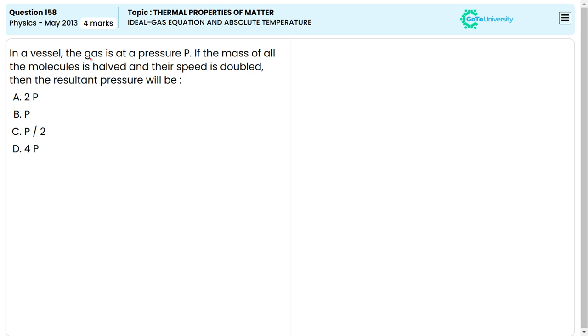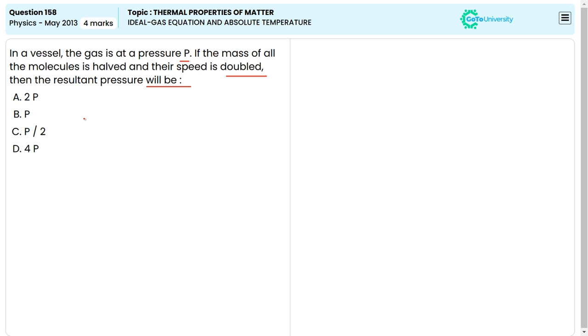In a vessel, the gas is at a pressure P. If the mass of all the molecules is half and their speed is double, then what will the resultant pressure be? Okay, one vessel is there. In that vessel, the gas is at a pressure P. The mass of all the molecules inside the gas is halved, and their speed is doubled. Then we need to find the resultant pressure.